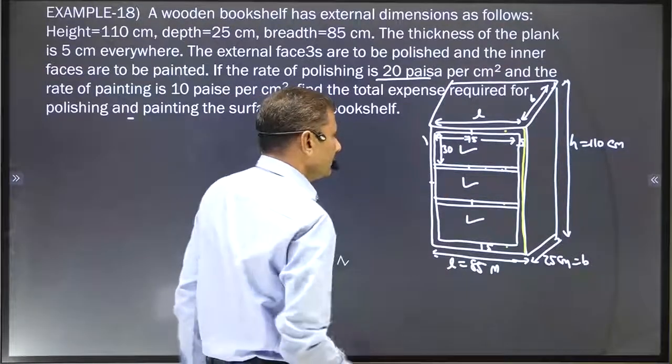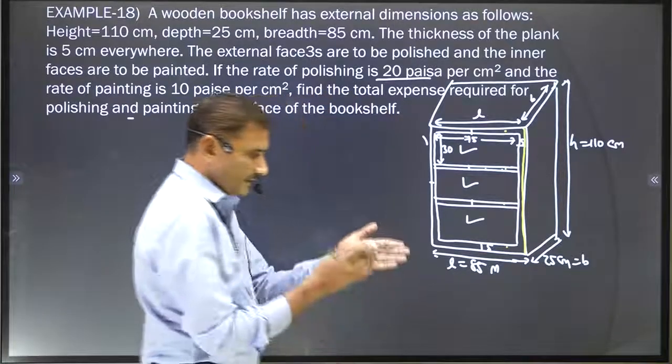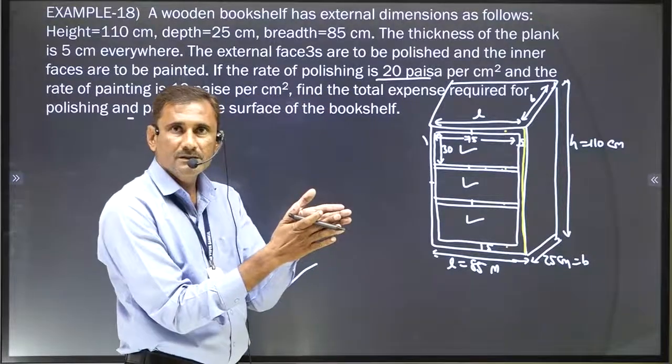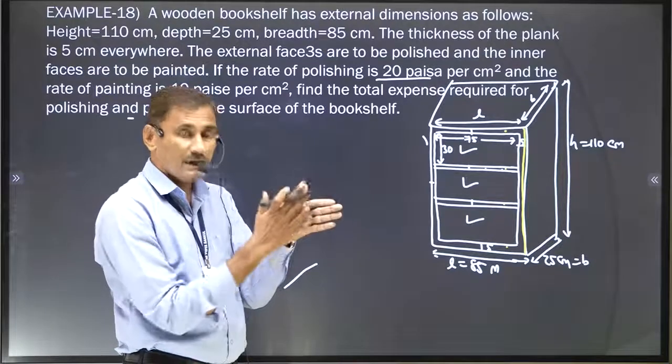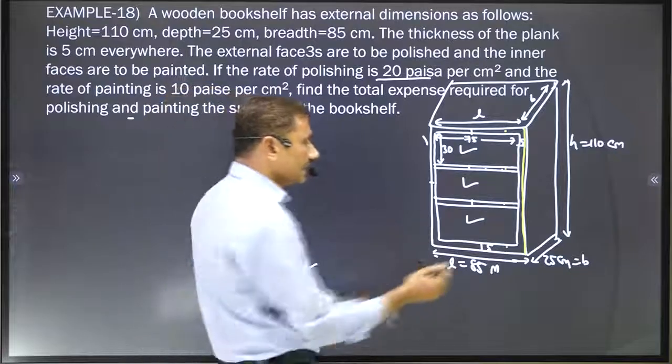So you look here, it is 25. But in 25, the back ply will be there. At the back surface, one ply will be there, meaning a sheet will be there. So we have to subtract 5 again from this one.